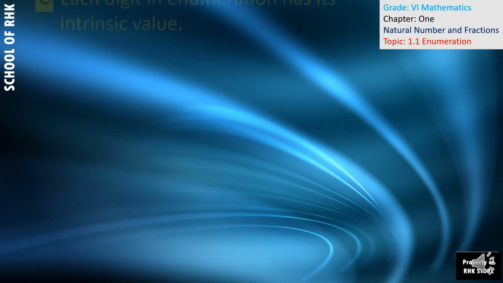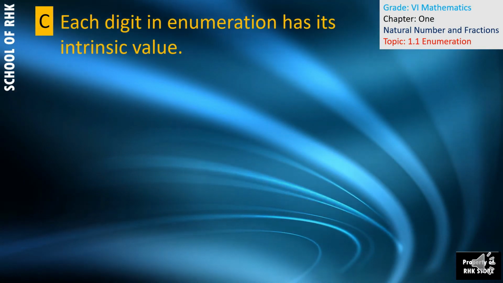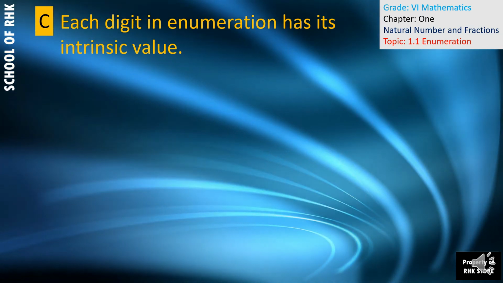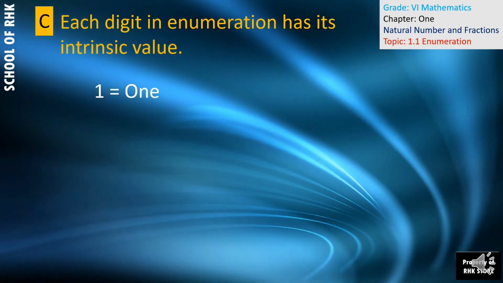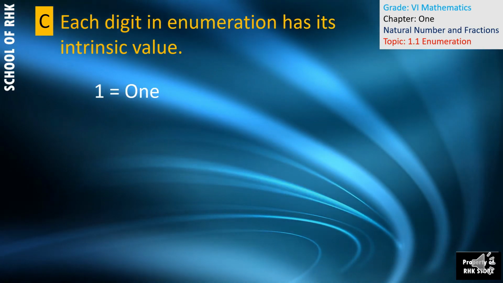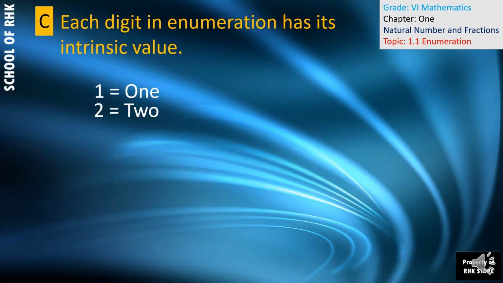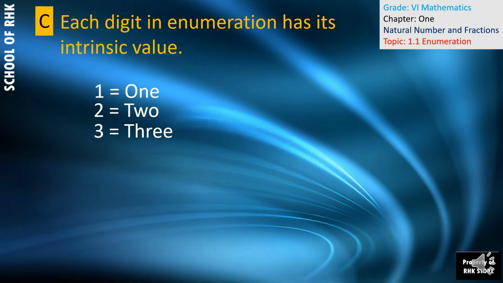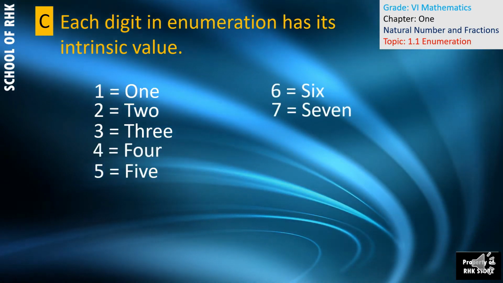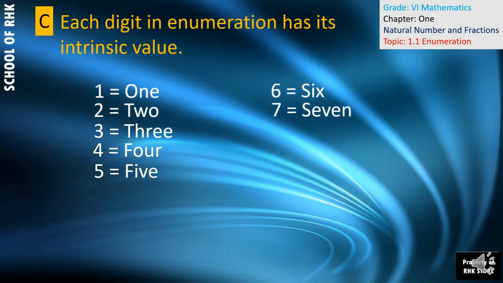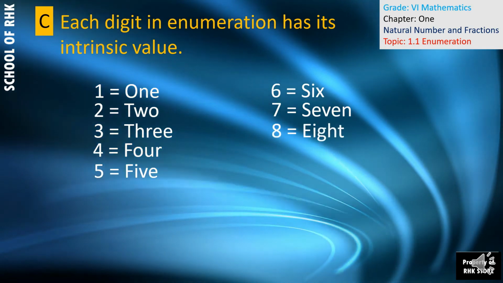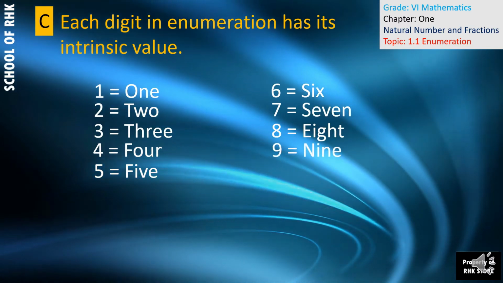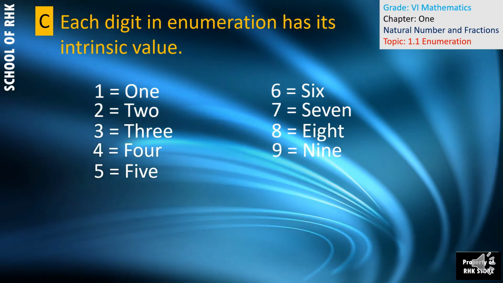In enumeration, each digit has its intrinsic value, just as the digit 1 has its intrinsic value of 1, digit 2 has an intrinsic value of 2, digit 3 has an intrinsic value of 3. Thus, digit 8 has its intrinsic value of 8, and digit 9 has its intrinsic value of 9.